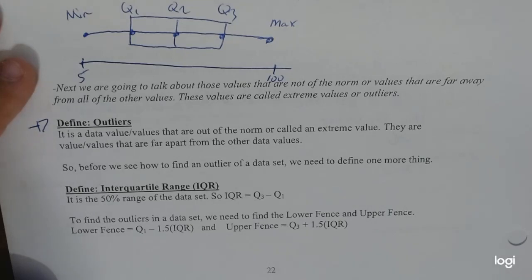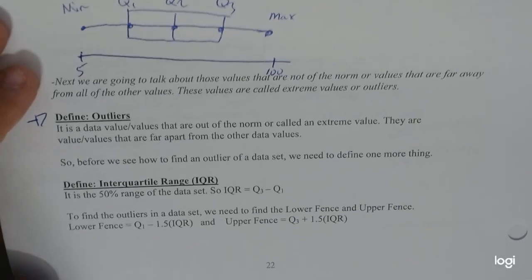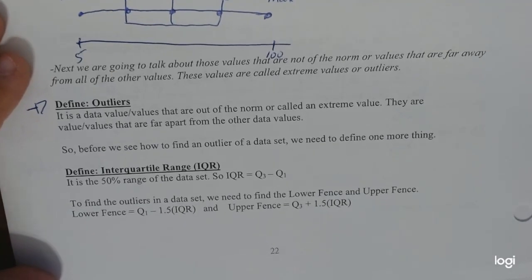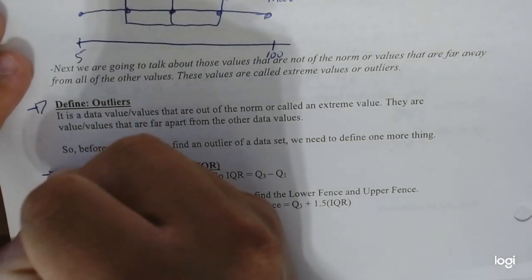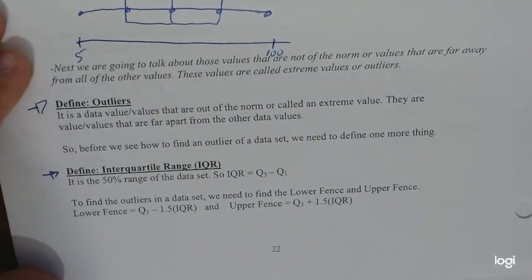Judging with the naked eye and just guessing is not very good. So we have some rules to apply to help us out. The first way we're going to talk about to see if a data value is an outlier is something called the Interquartile Range, or IQR for short.